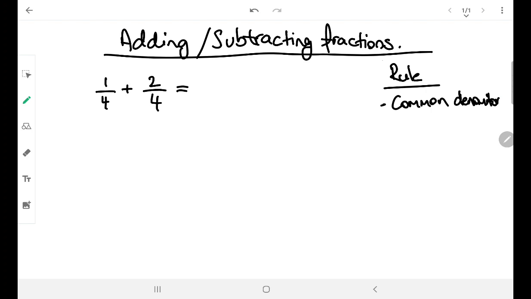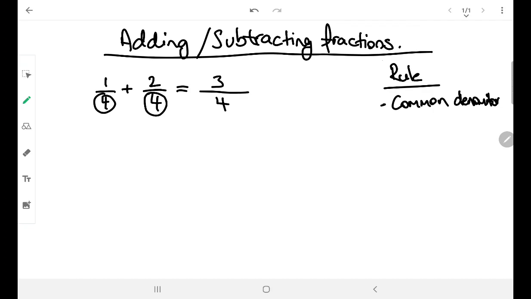So the denominators are actually the bottom numbers. If you circle these two numbers, you can see we have a common denominator, and they're both the same. So we can actually add these fractions together. The way it works is you just add the top numbers. So that's going to equal 3, and then you leave the bottom numbers, sorry, as 4. And that will be your answer.